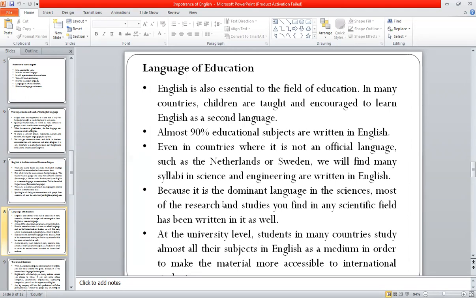Why? Because we can get the knowledge of whatever is going on all over the world very easily. Whatever researches are going on all over the world, that we can understand, that we can know, that we can study with the help of this common language, and it becomes possible because of English. So that's why this is also called the dominant language.